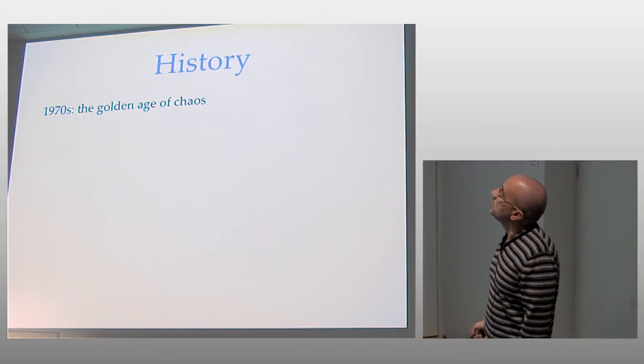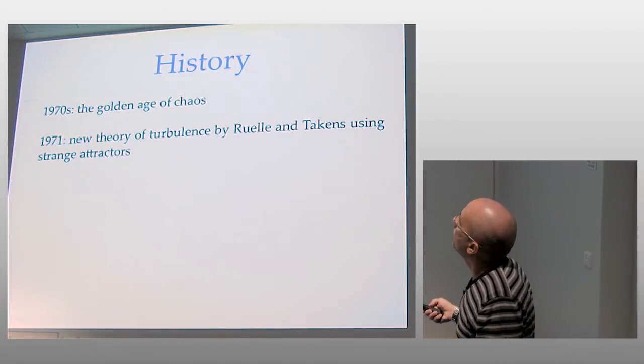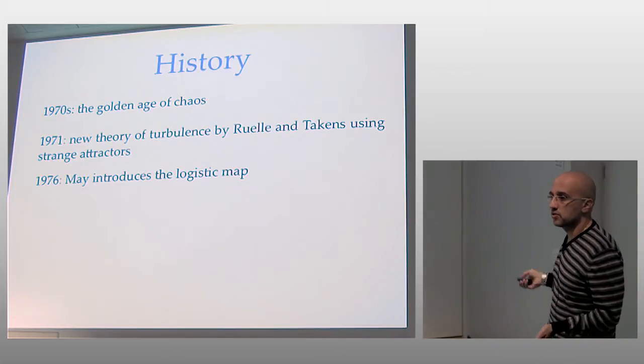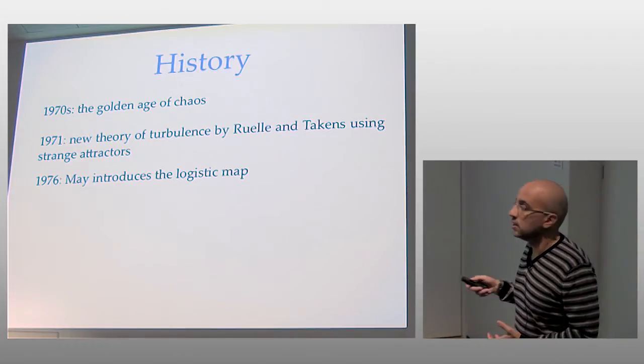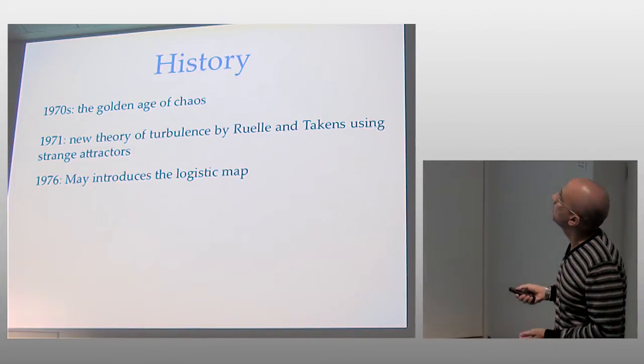Progressing in history, in the 70s, there was a golden age of chaos, mostly for two reasons. In fact, of course, there were some initial applications of chaos theory, for example to see that turbulence, which is a very, very complex phenomenon, a very difficult thing to understand.